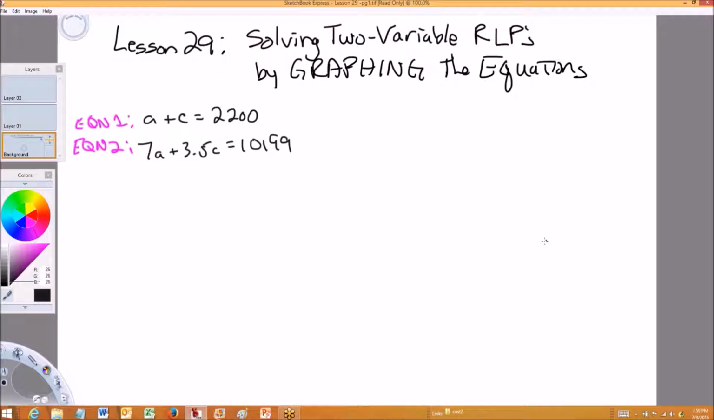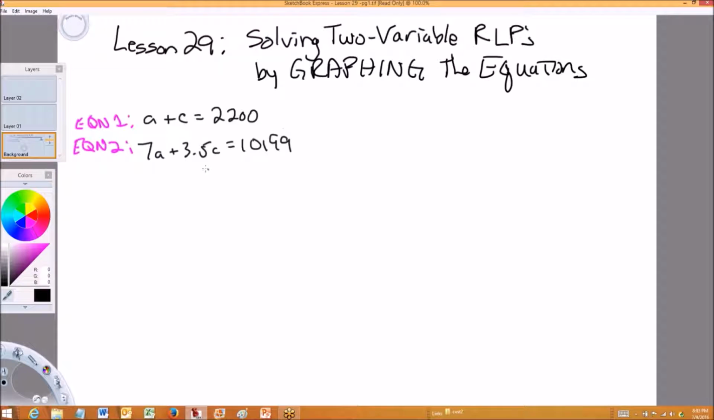Okay, and here are our two equations that we modeled from the problem from the last lesson. Remember, A is the number of adults, C is the number of children. So the adults plus the children all combined to 2,200 people, and $7 per adult plus $3.50 per child came to $10,199. And again, this is from the last lesson, and it's the same circus problem that we had.